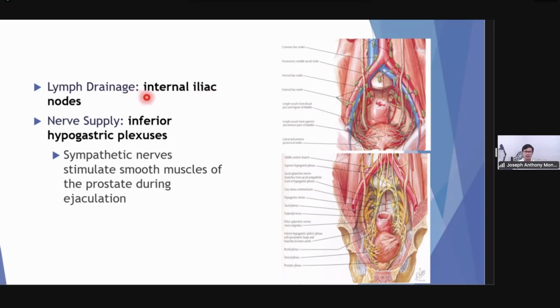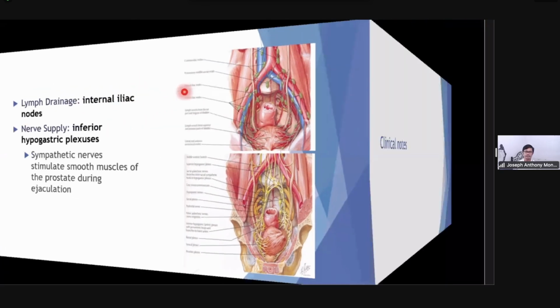Really just remember the internal iliac, so you won't get confused. For the examination, they could just throw in the common iliac, external iliac, abdominal aorta. So just remember the internal iliac. You'll be guided. Okay, so clinical correlation.